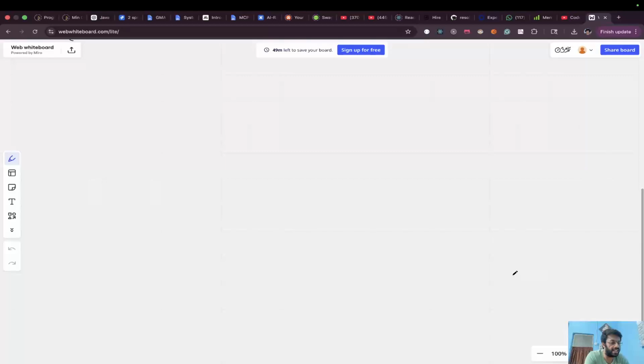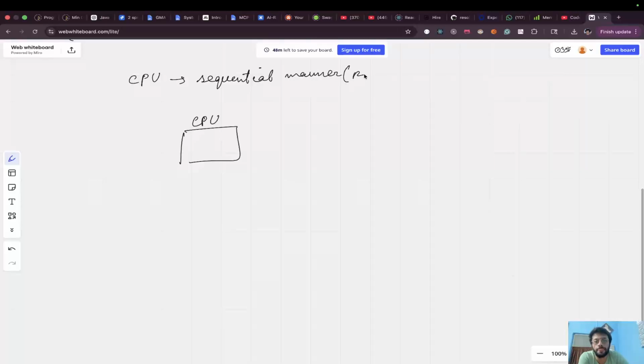Let us understand that. Now we all know that in a computer we have something called a CPU, central processing unit. Now CPU performs tasks in a sequential manner. Sequential manner means one by one, not parallelly. So the tasks are not performed parallelly.